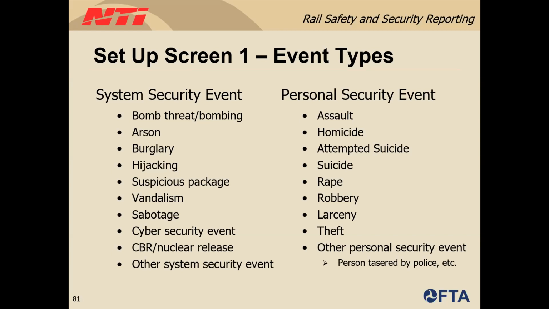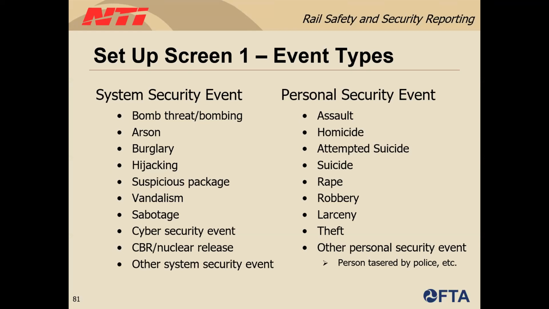There are system security events such as arson, bomb threats, bombings, burglaries, suspicious packages, and so on. Basically, these are events that affect the transit system itself. Then there's also personal security events such as assault, robbery, homicide, suicide, etc., that affect one or more persons. Just as with the other event types, the event must meet a reporting threshold.